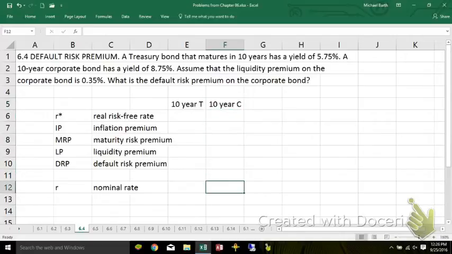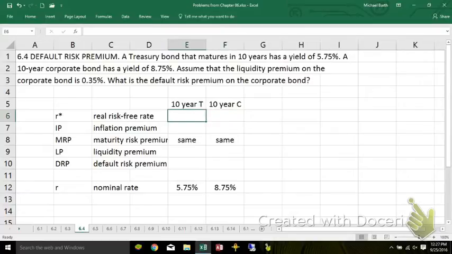The 10-year Treasury bond is yielding 5.75%, and the 10-year corporate bond 8.75%. Okay, they're both 10 years maturity date, so the maturity risk premium for both of them is going to be the same. Maturity risk has to do with how long you lend, not who you lend it to.